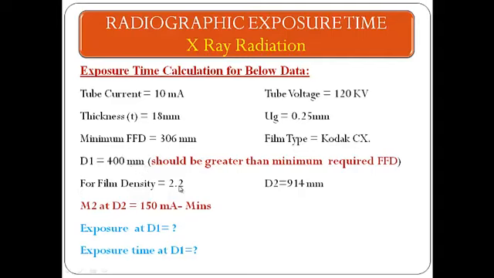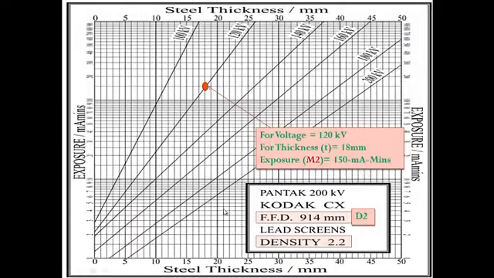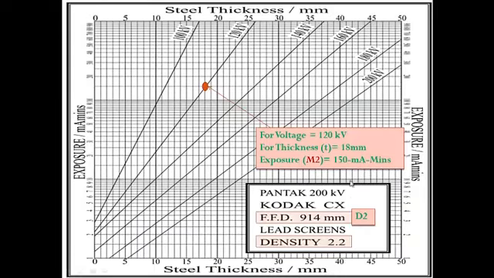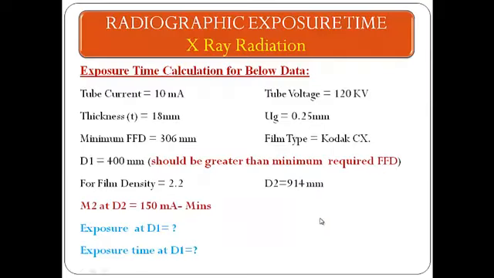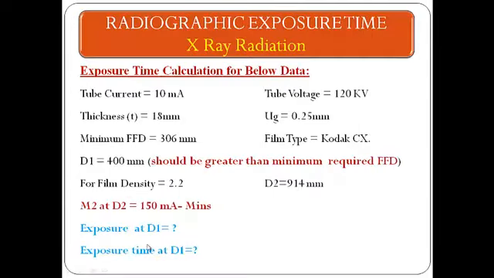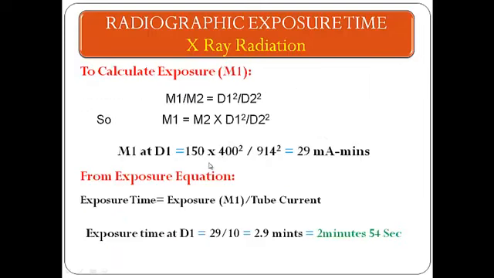For film density 2.2, from here D2 is equal to 914 mm. So M2 is 150 milliampere minutes. Exposure at D1 we need to calculate, and exposure time at D1 we need to calculate. So we have all this data. We will put this data into this equation. So we will get M1 at D1 29 milliampere minutes.